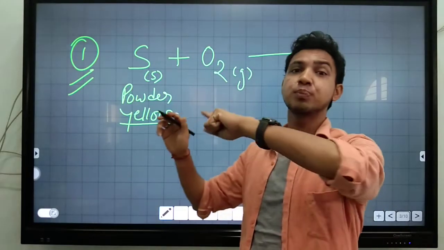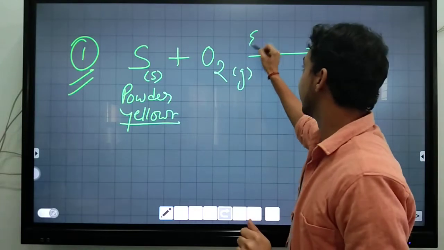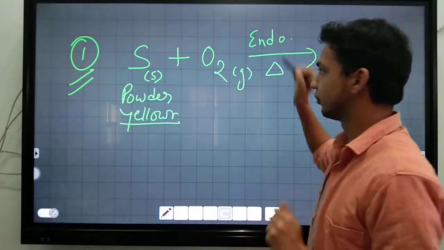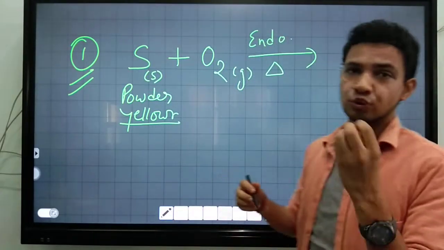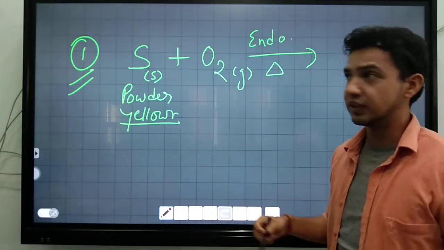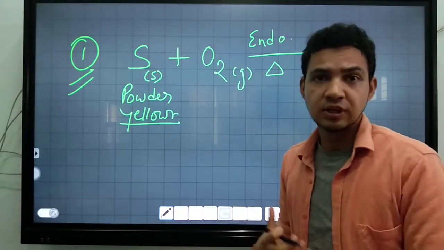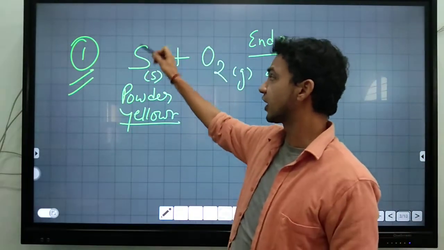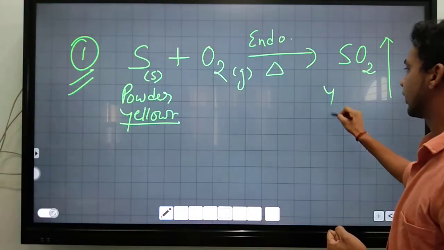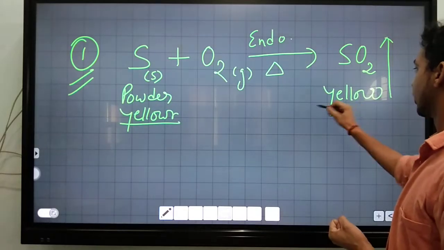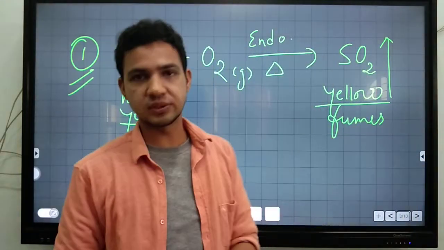In this reaction we provide heat from outside, so this is not exothermic, it is endothermic, because we are giving a large amount of heat. First of all, we start burning the sulfur. When the sulfur starts burning in the presence of heat and atmospheric oxygen comes into contact, the sulfur combines with oxygen and produces a very important gas, SO2. The color of the SO2 gas is yellow; yellow color fumes come outside. So it is a kind of combination reaction.